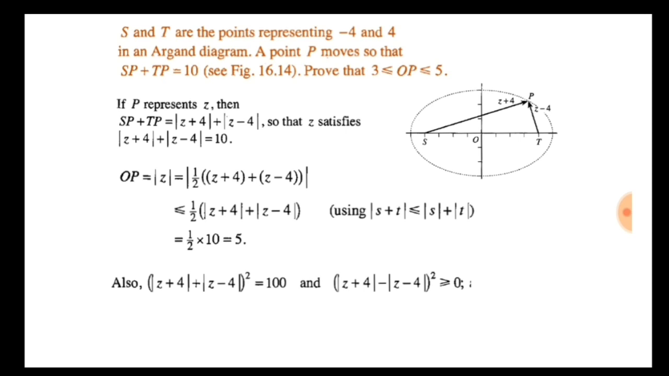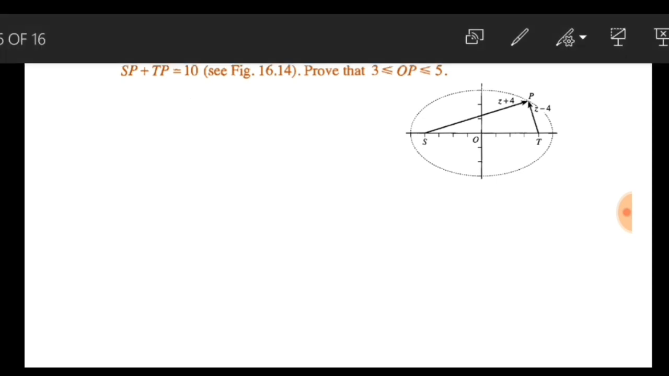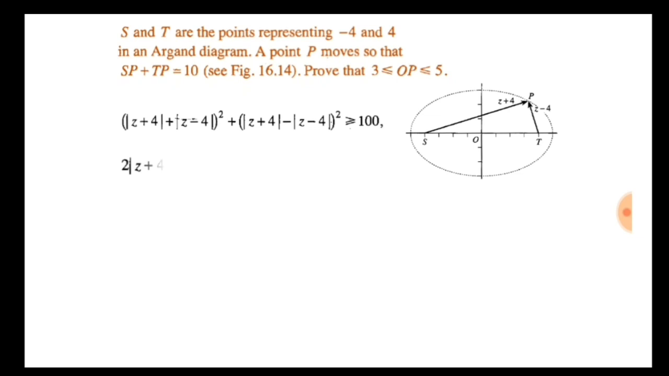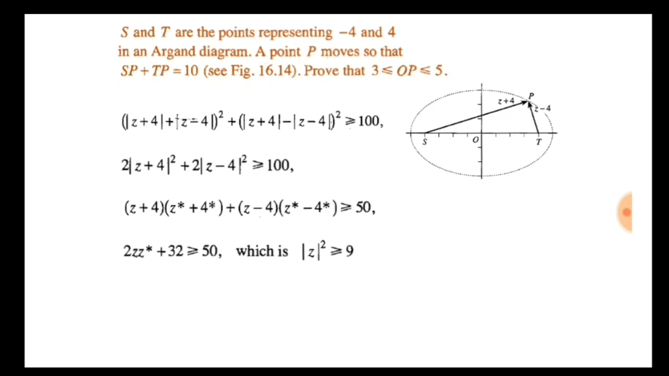Also, we know that modulus of z plus 4 plus modulus of z minus 4 whole square equal to 100, and modulus of z plus 4 minus modulus of z minus 4 whole square is a positive number. So adding these two, we get a value which is greater than 100. Now if you simplify it, we get modulus of z square is greater than or equal to 9, that is OP is greater than or equal to 3.